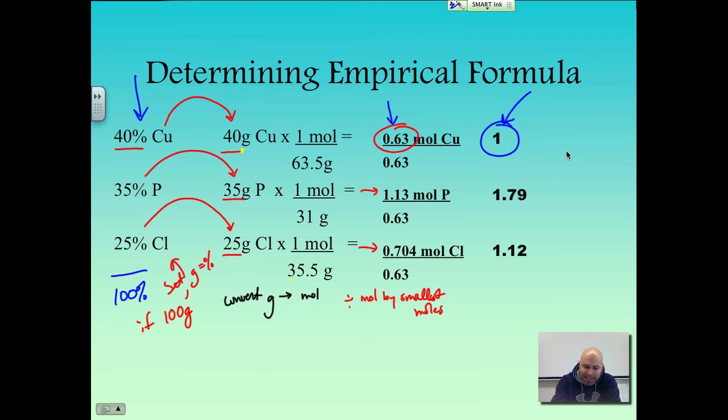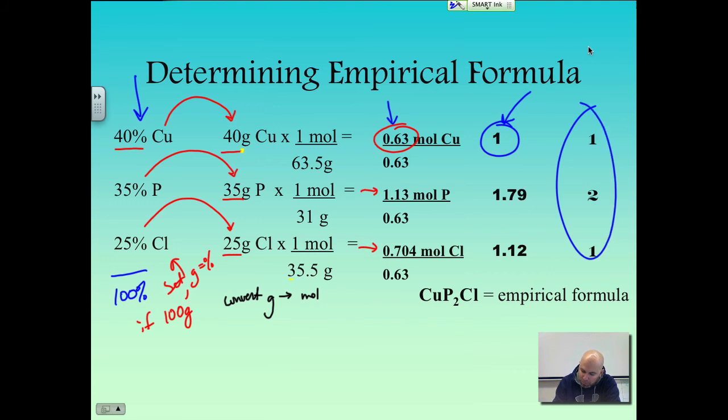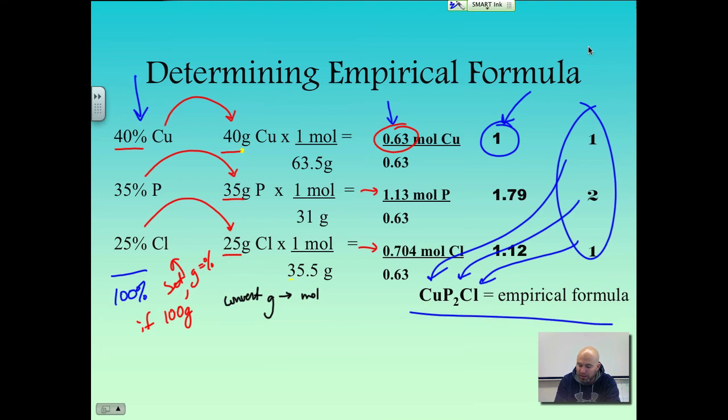Now, the next step is to round to the whole number. Since we're looking for an empirical formula, which is the simplest whole number ratio, 1, 2, and 1. Sorry about the laser. 1, 2, and 1. And so therefore, my empirical formula is 1 for copper, 2 phosphoruses, and 1 chlorine. There's my empirical formula. Okay? So that's your rules and steps for determining the empirical formula.